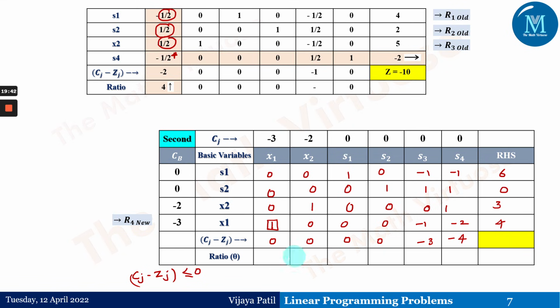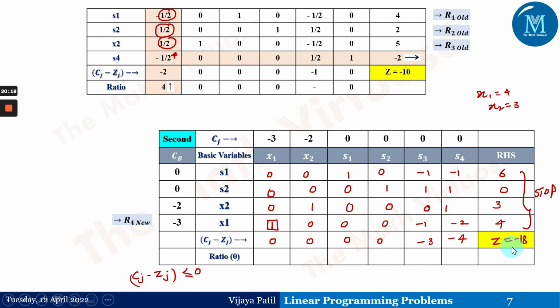In fact, this is the stopping condition for this dual simplex method, because we do not have any other scope of infeasible solution present in the question. That's the reason we have reached the solution here. Now what is the solution? X1 is 4, X2 is 3, and what would be the value of Z? It is minus 3 into 4 plus minus 2 into 3. That would give us the value minus of 18 as the Z max.